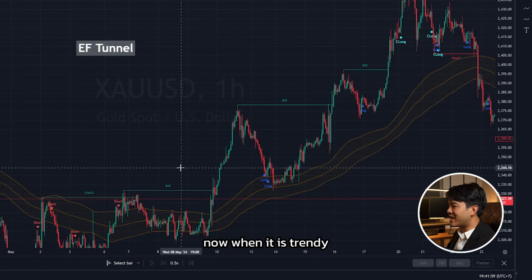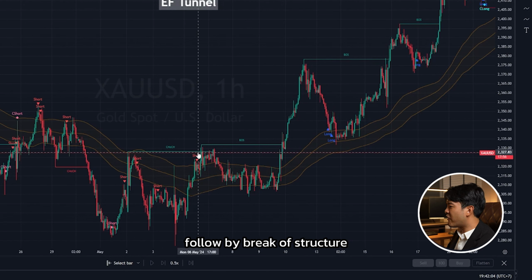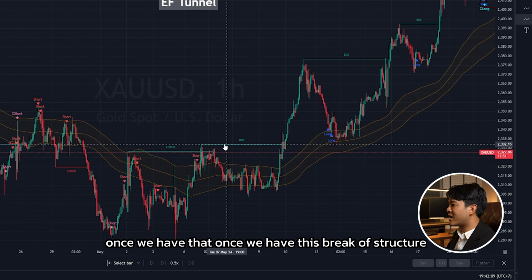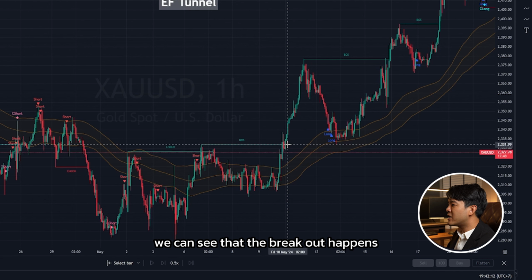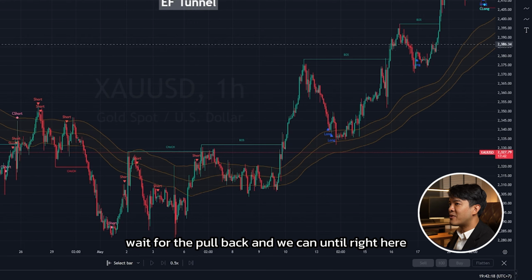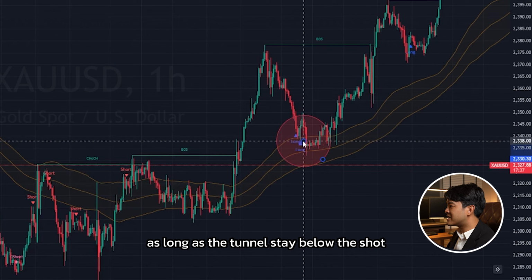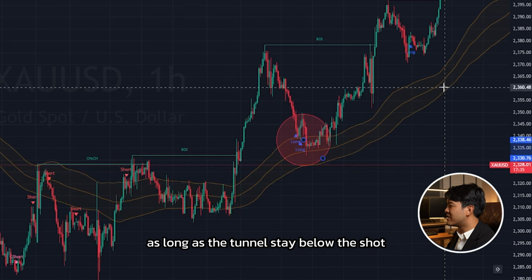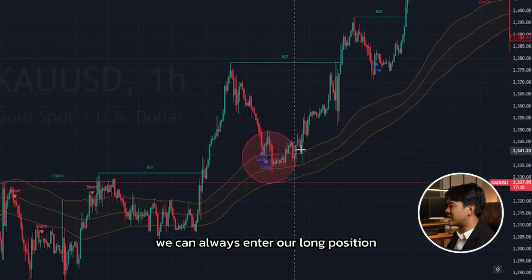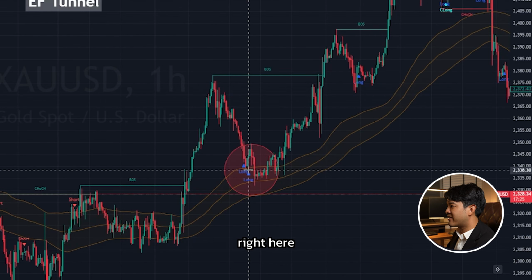Now, when it is trendy, we usually confirm it by a change of character followed by a break of structure. Once we have this break of structure, we can see that the breakout happens, wait for the pullback, and we can enter right here. As long as the tunnel stays below the chart, we can always enter our long position and take in huge profits right here.